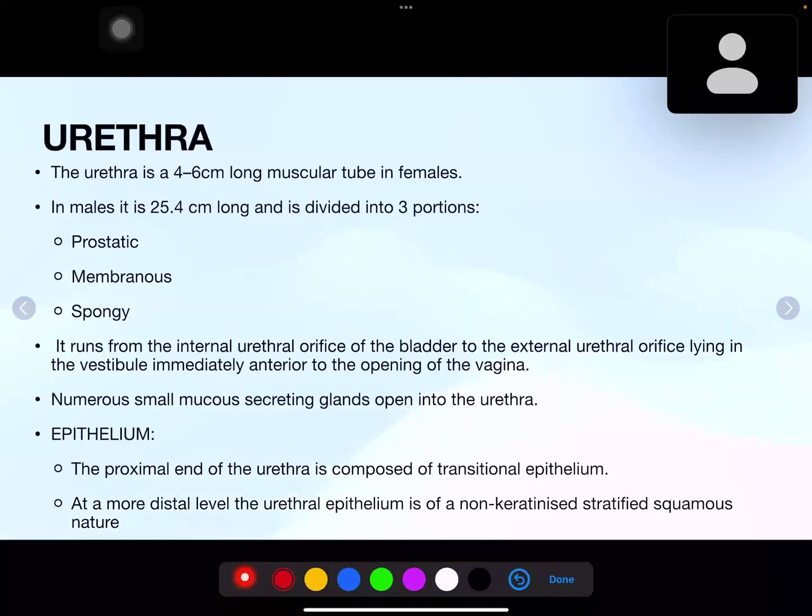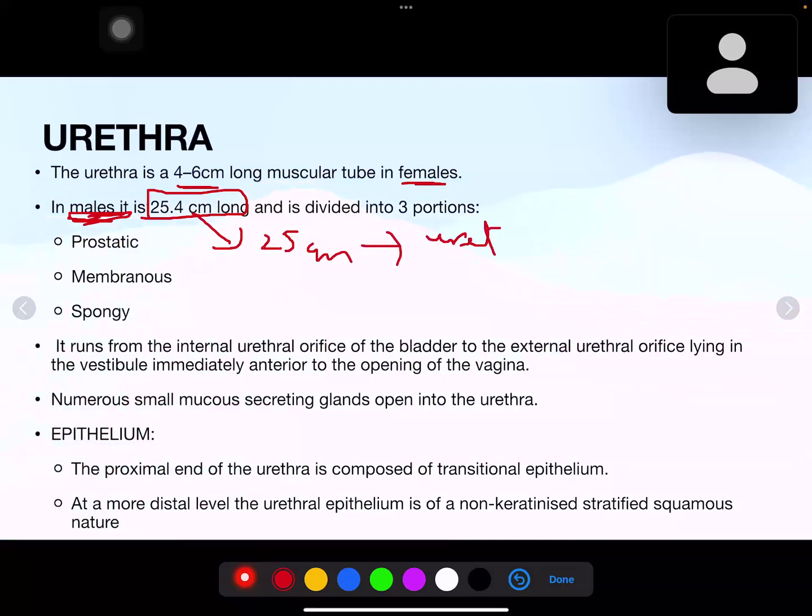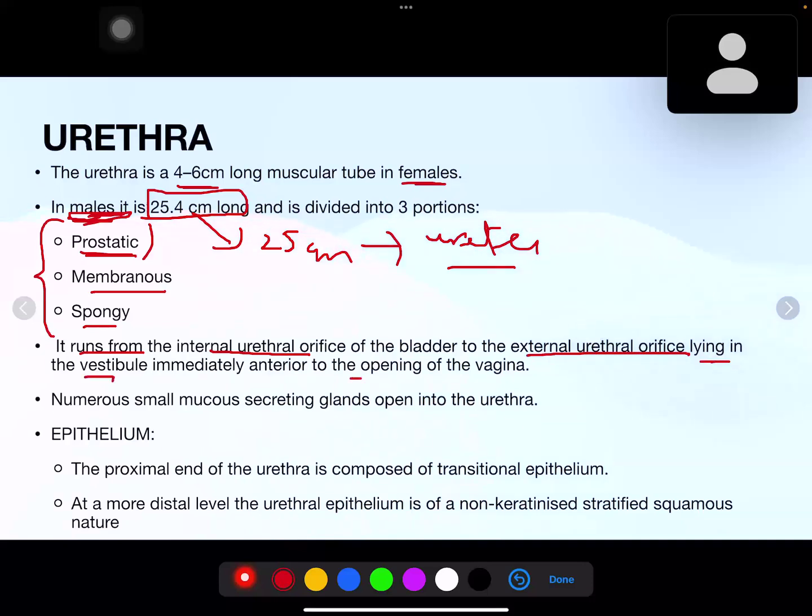Now, a very brief introduction of the urethra. The urethra is 4 to 6 centimeters in females, but 25 centimeters long in males. Previously we discussed 25 centimeters for the ureter, so in males the ureter and urethra are equal in length, 25 centimeters each. In males there are three parts: first the prostatic part, then the membranous part, then the spongy part. You don't need to go into the detail of the male urethra. In females it runs from the internal urethral orifice of the bladder to the external urethral orifice, which lies in the vestibule, immediately anterior to the opening of the vagina.